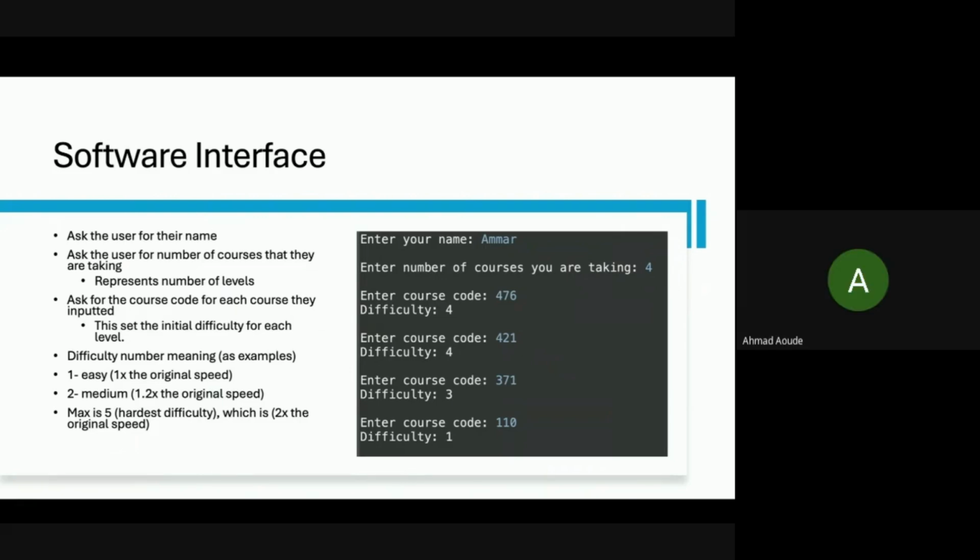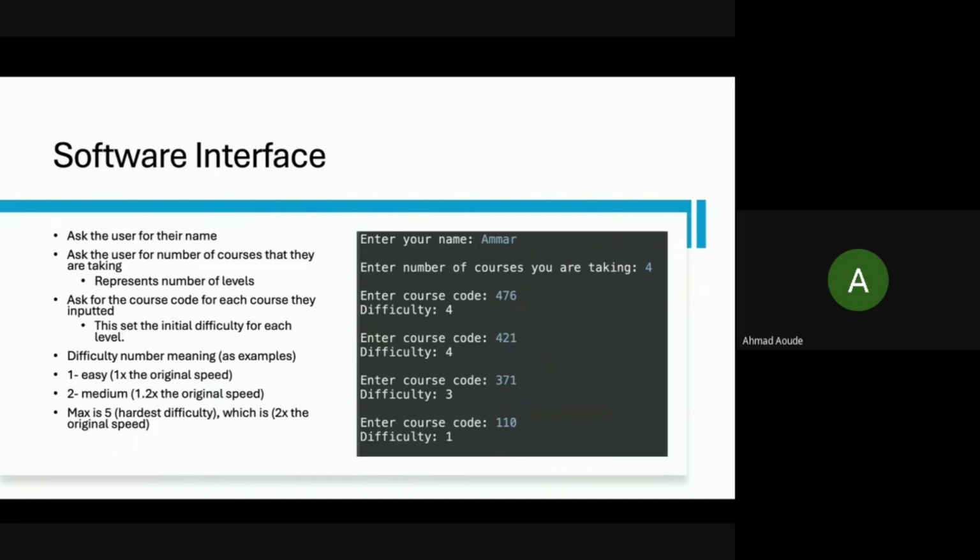Yes, so as you can see, the software interface can be visualized by the screenshot provided. First of all, you enter your name. Then second, we enter the number of courses we're taking. In this case, it's 4. And then we input the course number itself. So as we can see here, 476 is the neural networks course, for example, and it will take the first digit, which is 4, and take that as the difficulty.